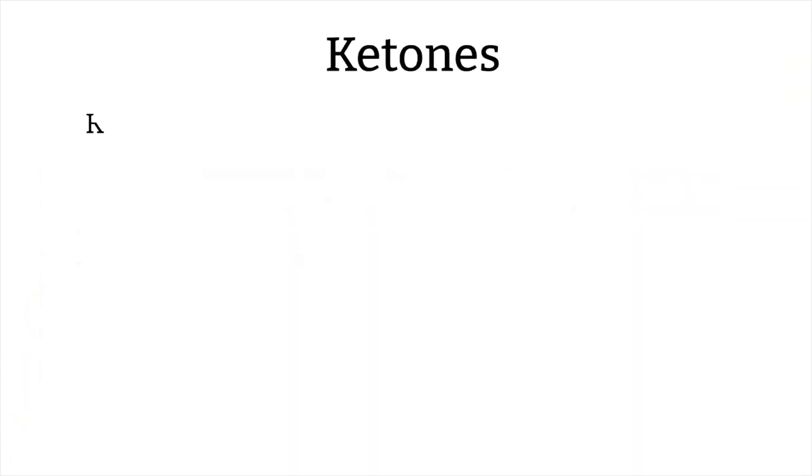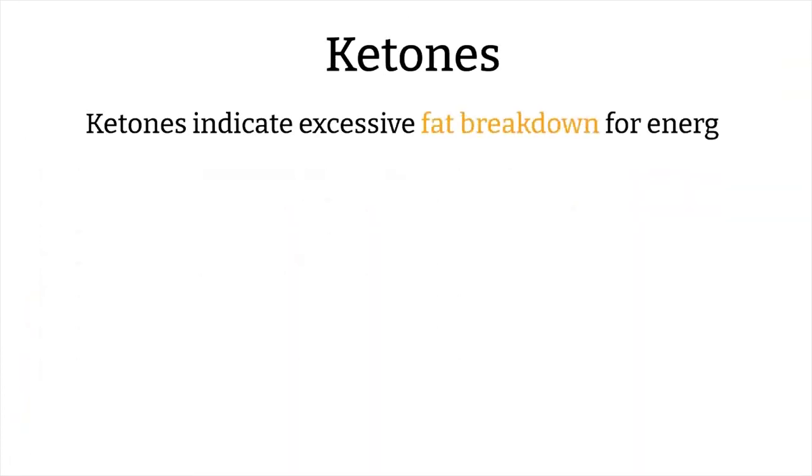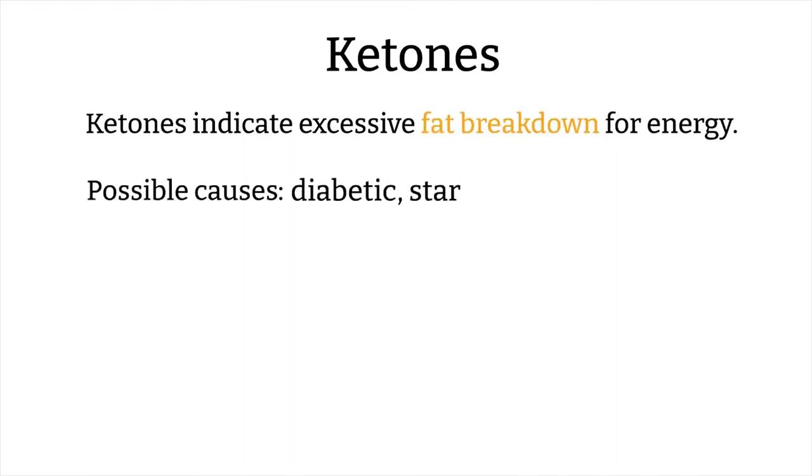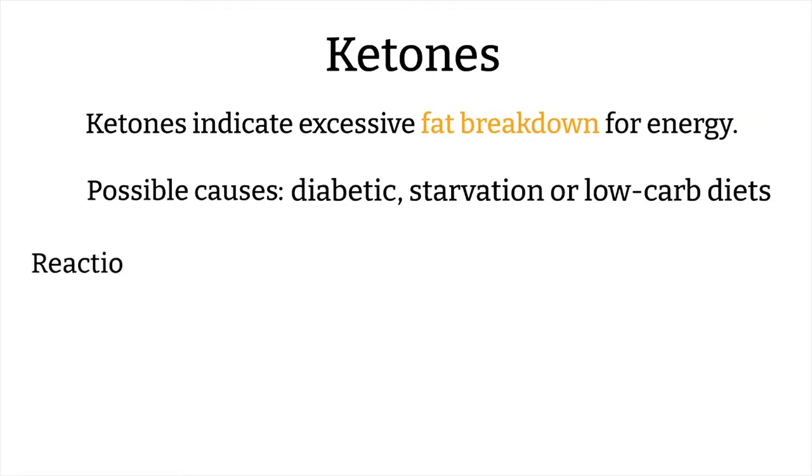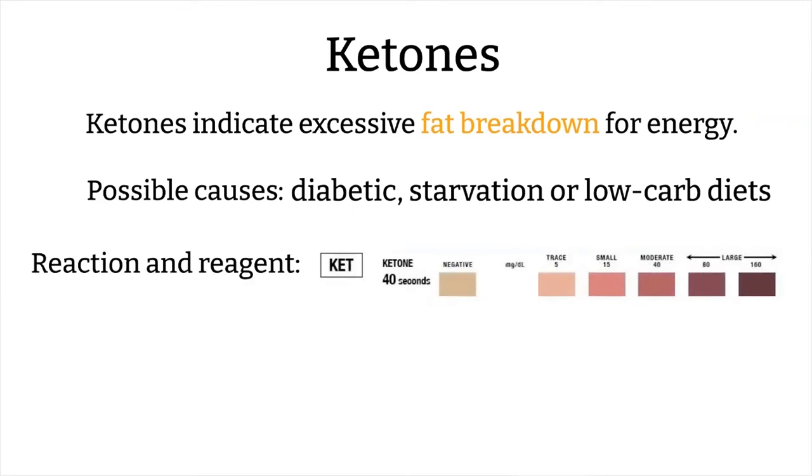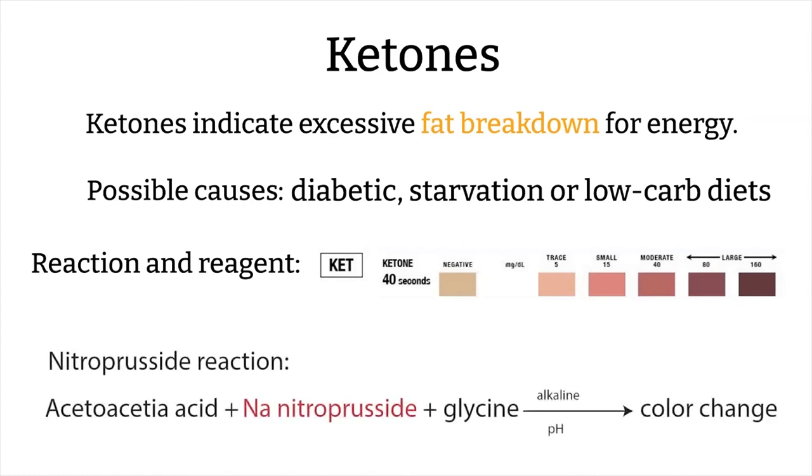Ketone. Ketone in the urine indicates excessive fat breakdown for energy. This often occurs in diabetes, starvation, or a low-carb diet. A normal amount of ketone in blood is between 2 to 4 mg per deciliter. Ketone results are read at around 40 seconds. The color changes from buff pink to maroon. The reaction is reported as negative, trace, moderate, or large, or can be reported from negative to 160 mg per deciliter. And here are the reactions and reagents for this test.